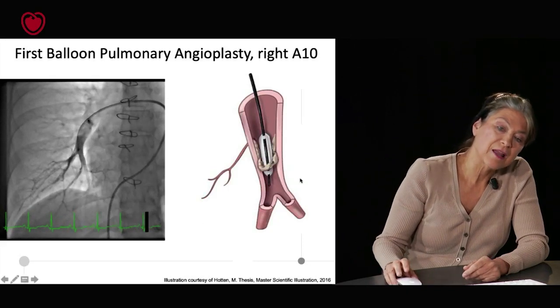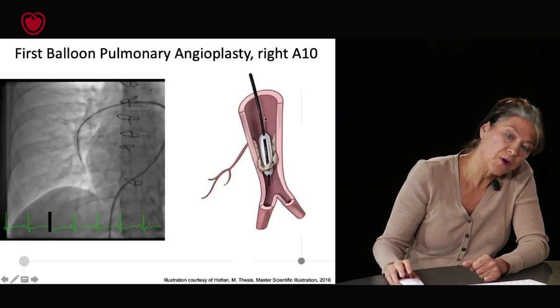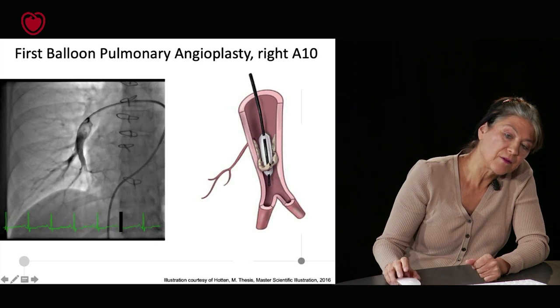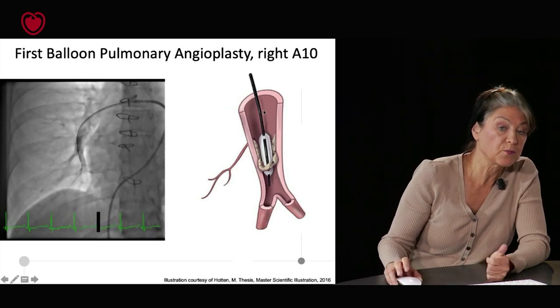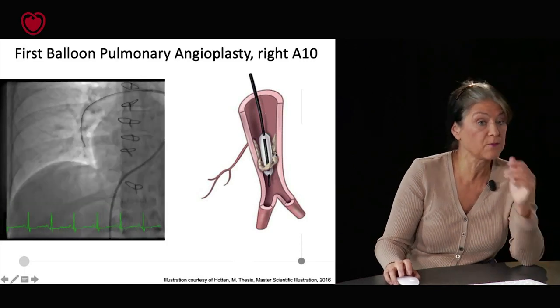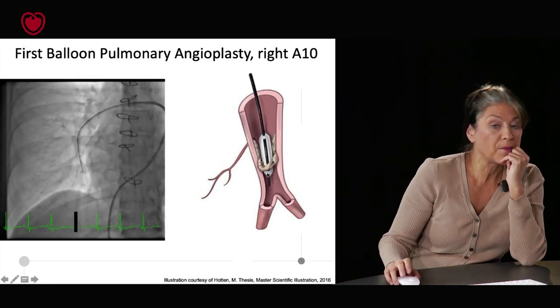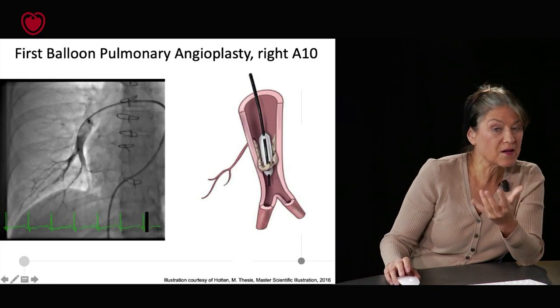And the schematic of BPA is shown here, where a balloon is advanced over the wire to the distality of the pulmonary arterial tree. It's all major vessel pulmonary arteries. And then it breaks the webs and bands that are obstructing.